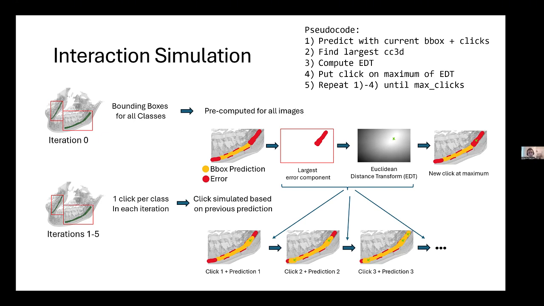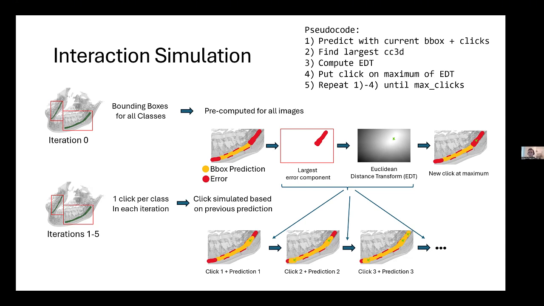So a very abstracted way to look at how clicks are simulated is to take a look at this pseudocode here. We start off, for example, with the bounding box prediction, and we have some error. The first thing we do is we find the largest error component, which could be aggregated by false positives and false negatives. Then we compute the Euclidean distance transform. Here you can see the global Euclidean distance transform, but we actually compute a localized one to make it more efficient and to also concentrate on a single area. And then we sample the maximum values of that Euclidean distance transform, and that leads to centralized clicks in the error regions. And we repeat that for also the next click.